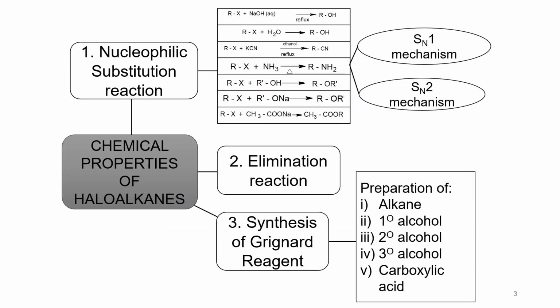For chemical properties of haloalkanes, we will discuss types of organic reaction in haloalkane, which are nucleophilic substitution reaction and elimination reaction. Also, the synthesis of Grignard reagent. In nucleophilic substitution reaction, there are 7 reactions involving haloalkane, with 2 types of mechanism, either SN1 or SN2. For synthesis of Grignard reagent, for preparations of alkane, primary alcohol, secondary alcohol, tertiary alcohol, and also carboxylic acid.